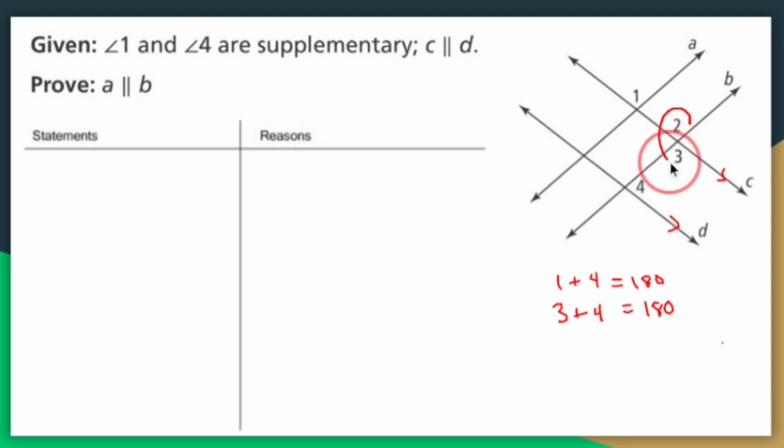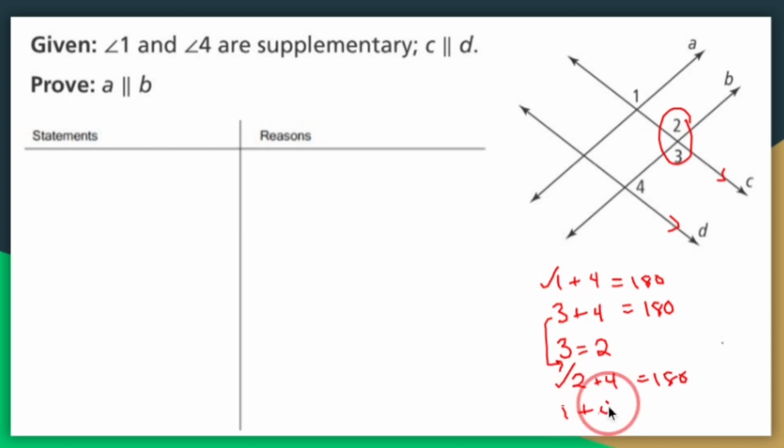But 3 and 2 are the same thing. 3 is 2. So I can now say that 2 plus 4 is 180. So if 1 plus 4 is 180 and 2 plus 4 is 180, then 1 plus 4 equals 2 plus 4. There's a 4 on the left and a 4 on the right. They cross each other out. 1 equals 2 gives me exactly what I want to make this proof happen.